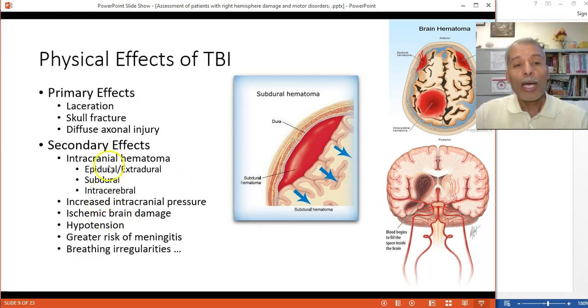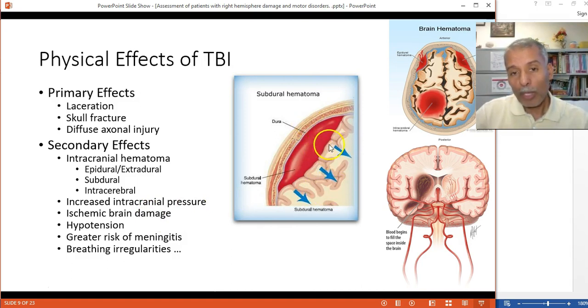There's also, as a consequence of the pressure from the blood accumulation, increased intracranial pressure. Inside of the cranium itself, there's a lot of pressure resulting from the pushing by the blood. And also usually there's swelling and so on, so there's a lot of pressure there. Another consequence or secondary effect is ischemic brain damage.